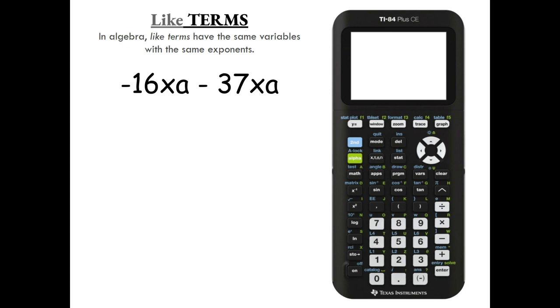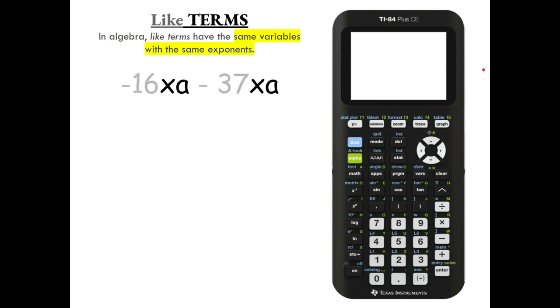Negative 16xa minus 37xa, they have the same variable with the same exponents. This has x to the 1, this has x to the 1, this is a to the 1, this is a to the 1. Therefore, they are like terms, right? We have two terms here, negative 16xa and a negative 37xa. They are like terms, therefore we could add them together.